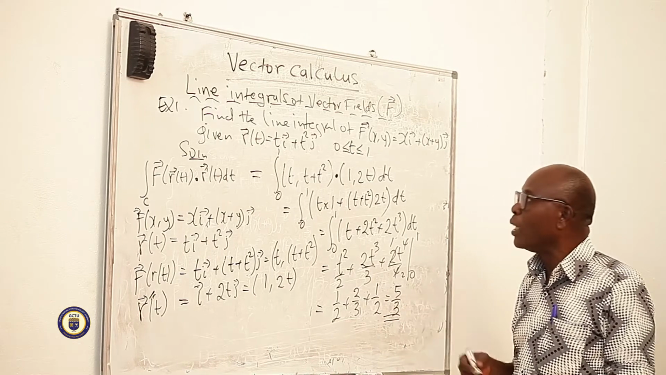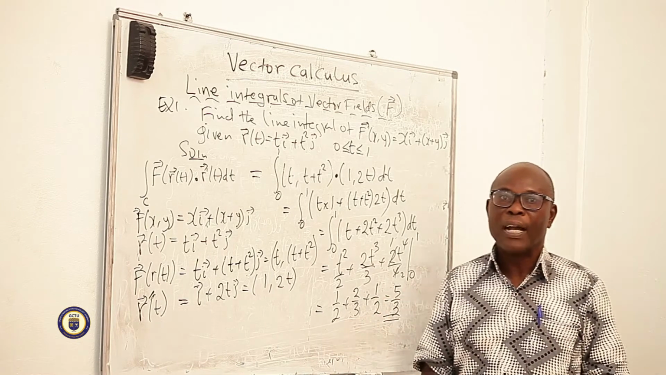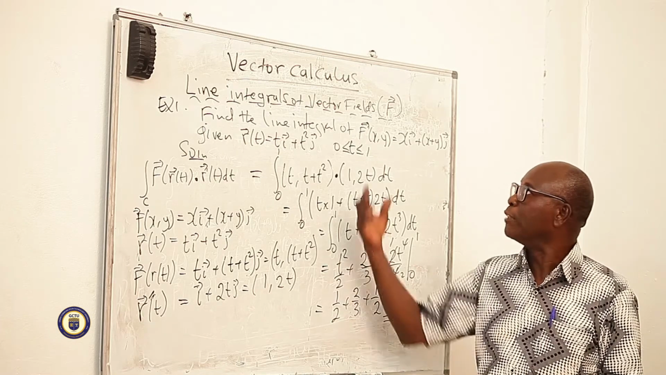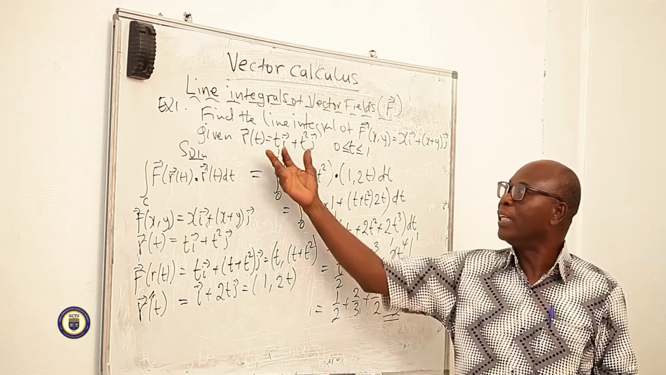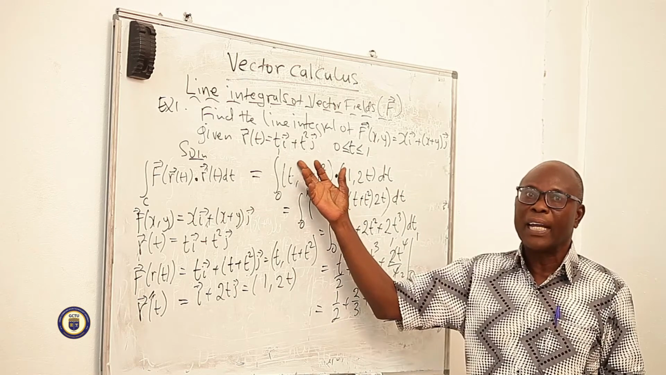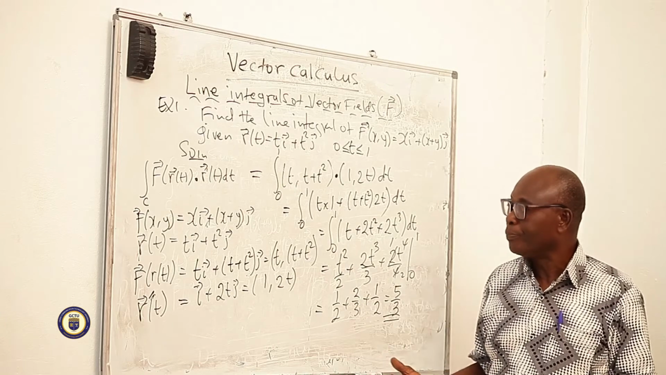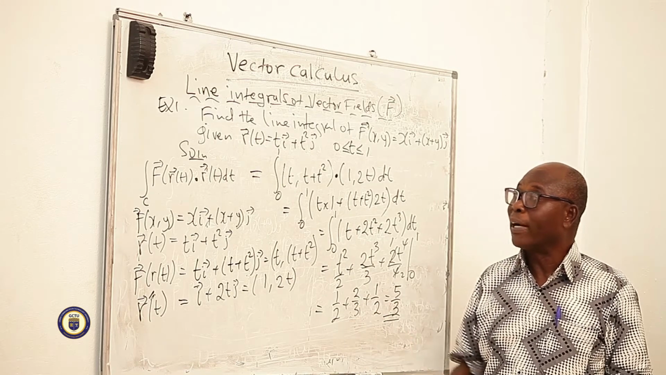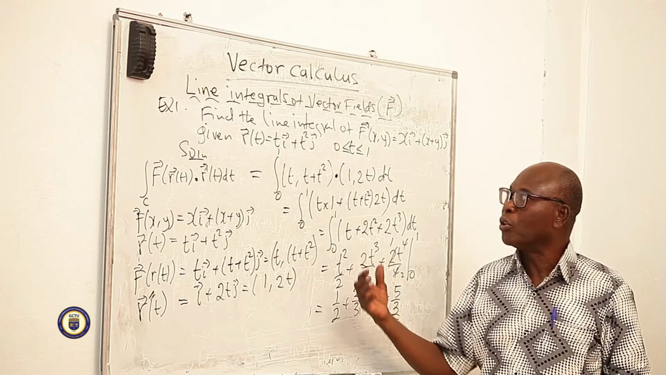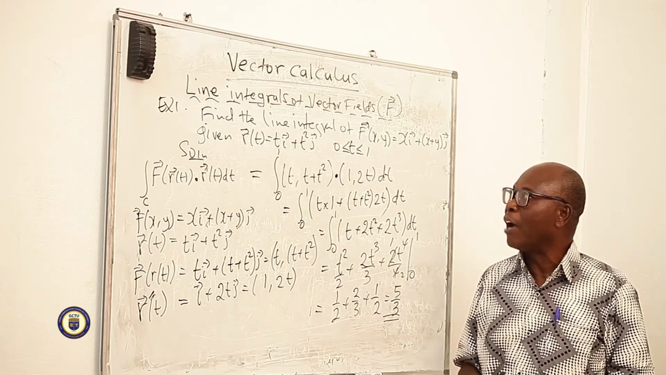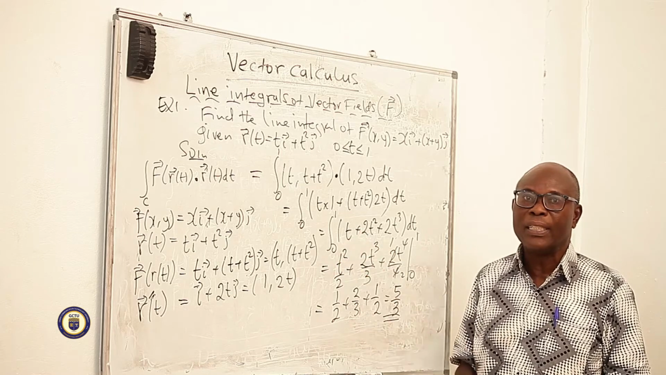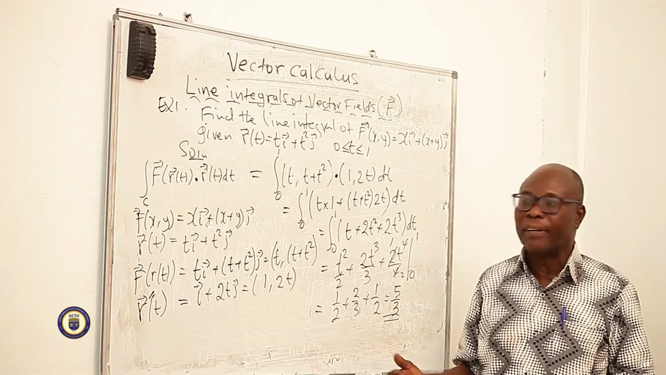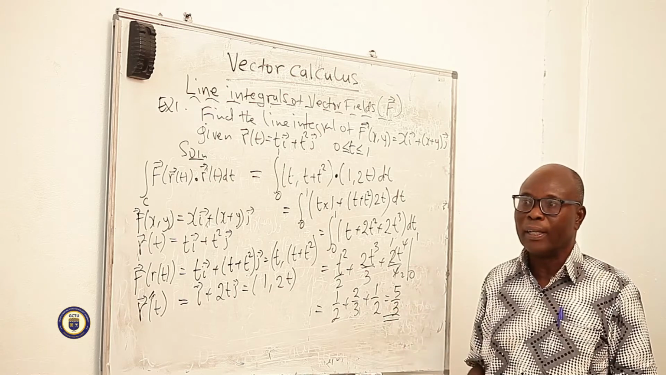So this is how we find the line integral, that is, the work done by this force in the direction of r of t given as this. And so to recap, we have to parameterize the force using the values given, r of t, and that's exactly what we did. And we've been able to calculate the work done, or the line integral, to be 5 over 3.